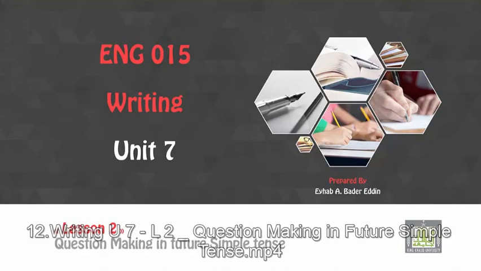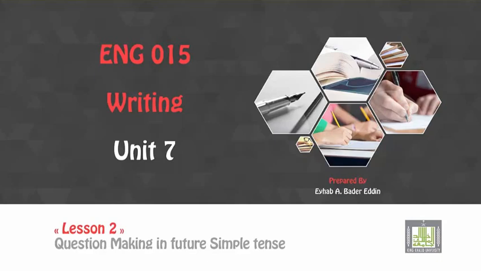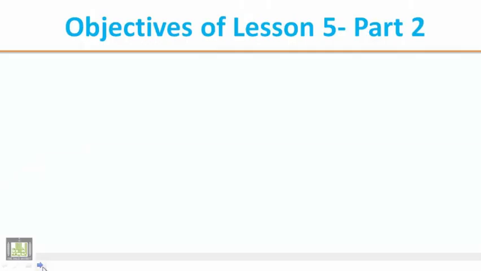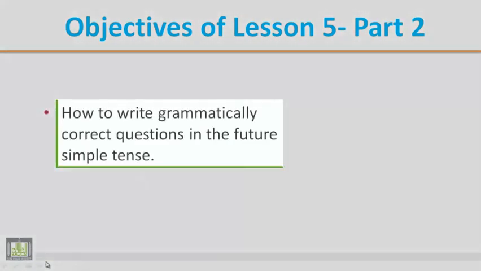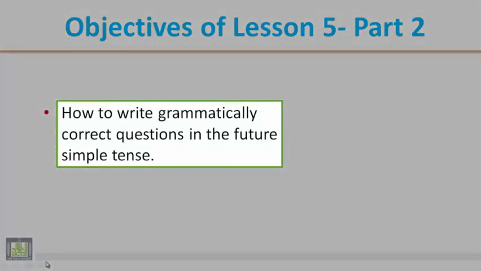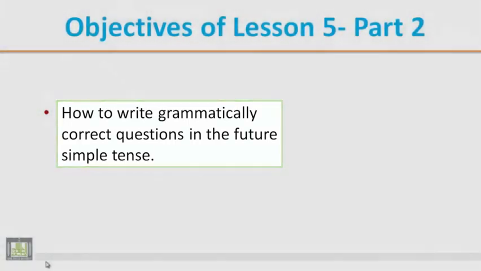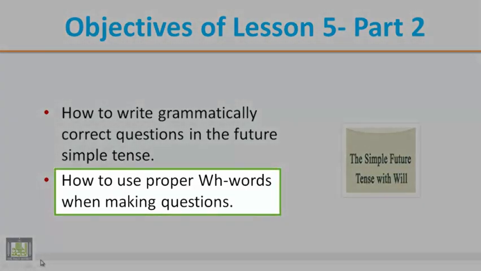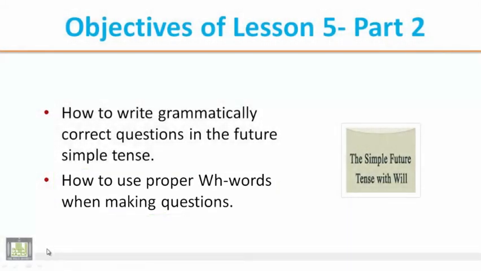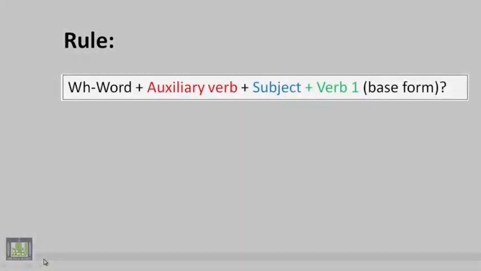Today we are going to finish off the lesson which talks about question making in future simple tense. As usual, we're going to start reviewing the learning objectives of the lesson. Number one is to let our students know how to write grammatically correct questions in the future simple tense. Two is to teach our students how to use the proper WH words when making questions, of course, in this tense. The rule reads as follows.